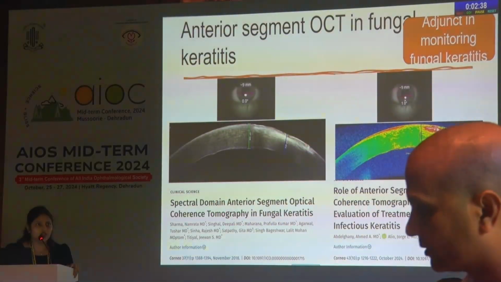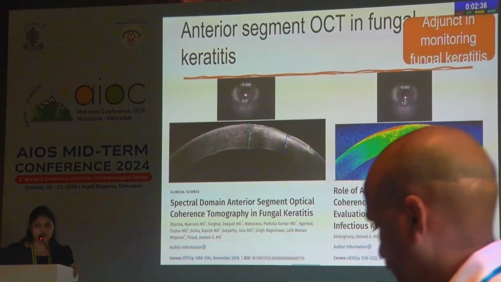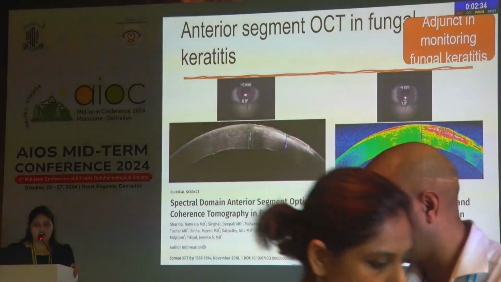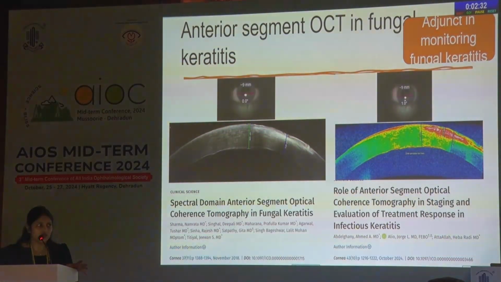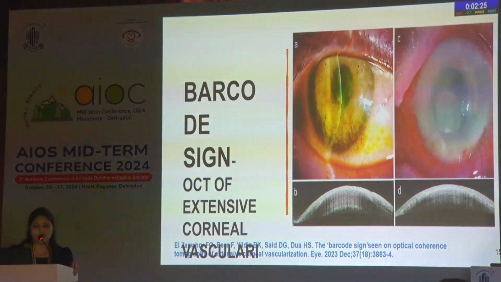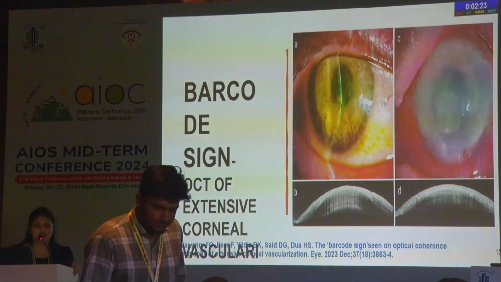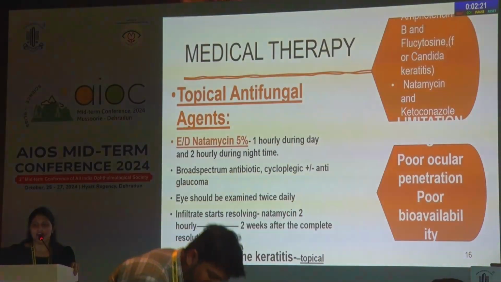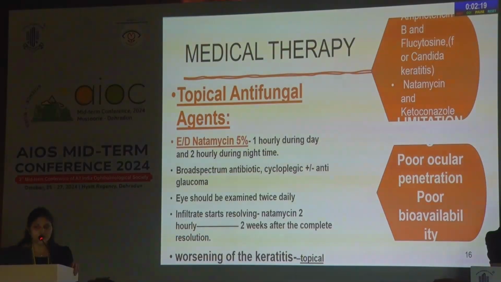ASOCT is a non-invasive procedure, quite commonly available nowadays, so we can see the depth of the lesion and the margins, so we can classify it. Also Harminder Singh Dua sir has given us a barcode sign, which is seen in extensive corneal vascularity in fungal ulcer. And then moving on to the treatment part quickly, we have medical therapy.